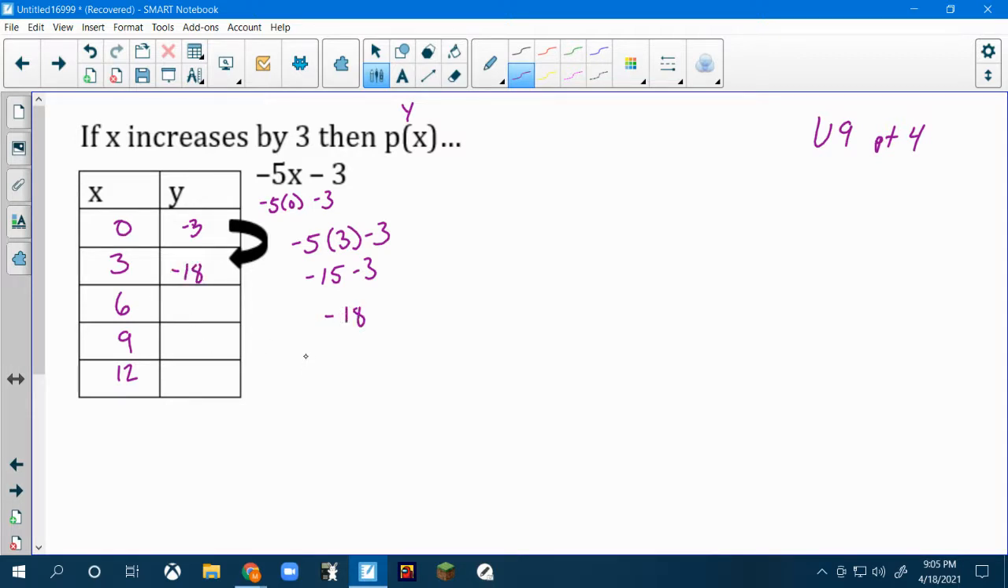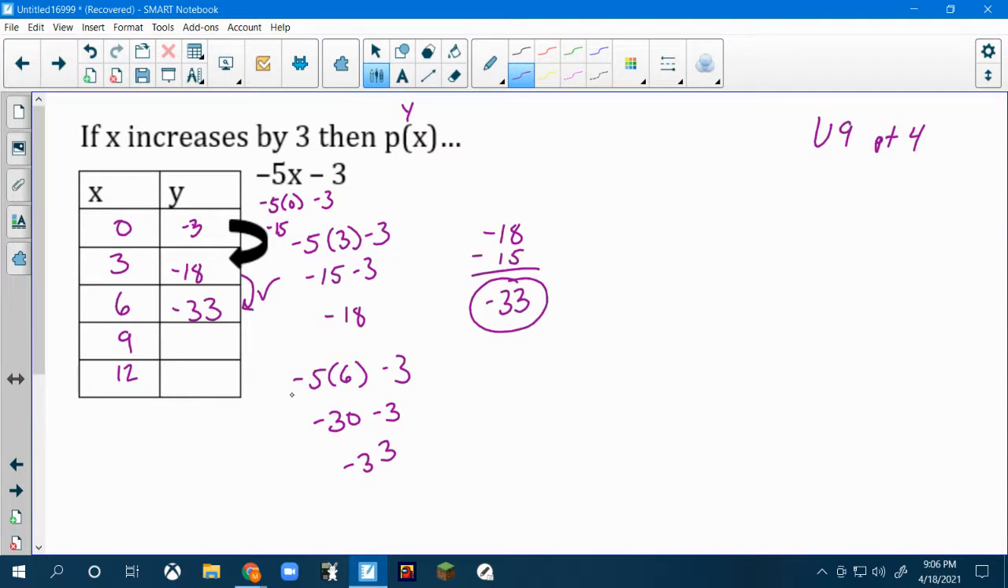Let's try one more to see if it's consistent, because that went down by 15. So let's see if that happens again. Negative 5 times 6, our third term, minus 3. Negative 5 times 6 is negative 30 minus 3, which is negative 33. Did I subtract 15? Well, what's negative 18 minus 15? That is a total of negative 33.